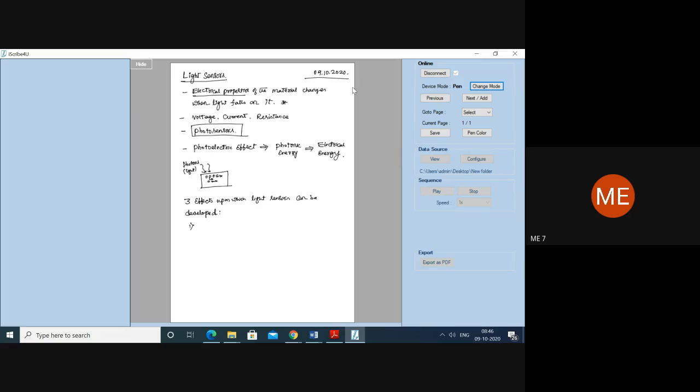Number one is called the photoemissive effect. Number two is called the photoconductive effect. And the third one is called the photovoltaic effect. Now these are the three different effects through which we are able to develop the light sensors.